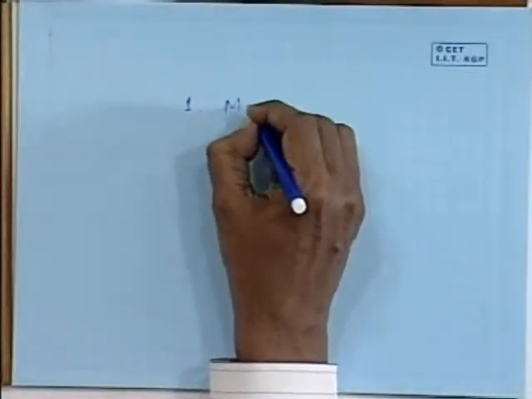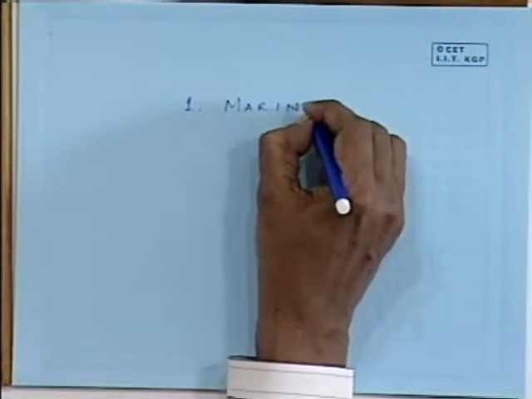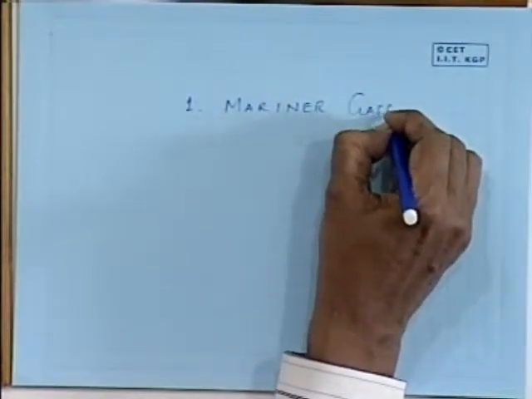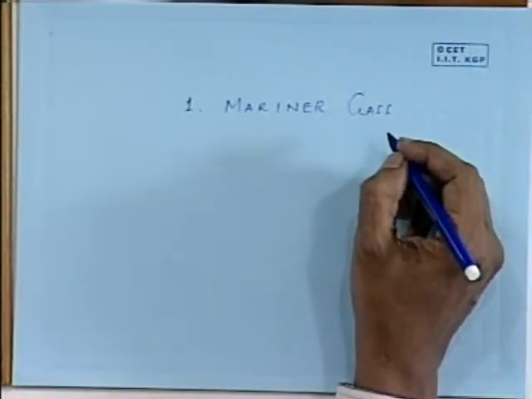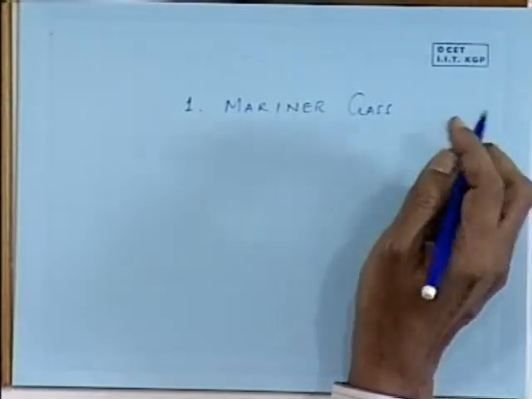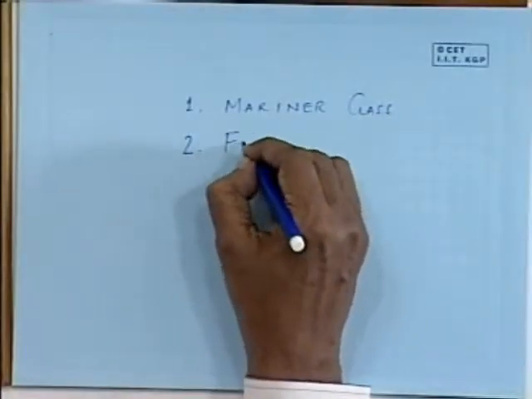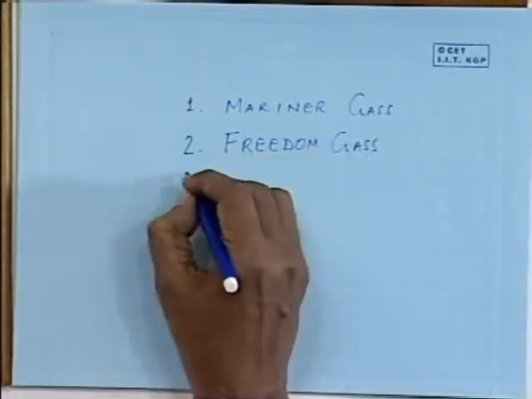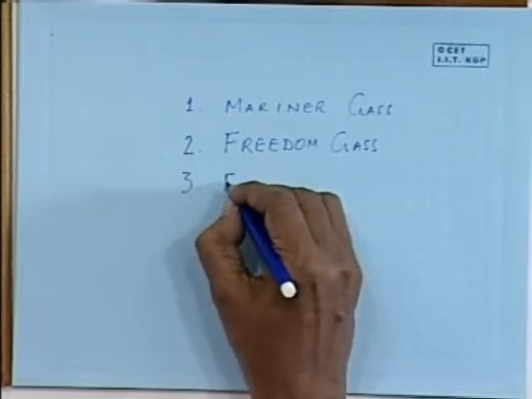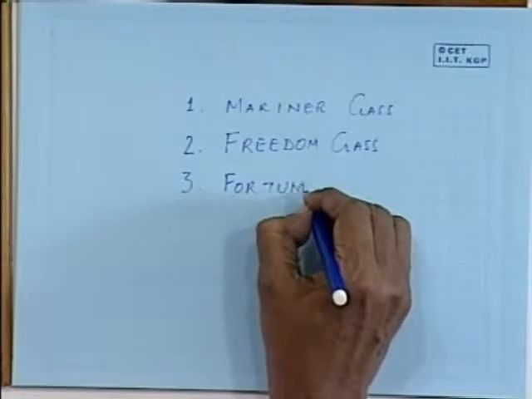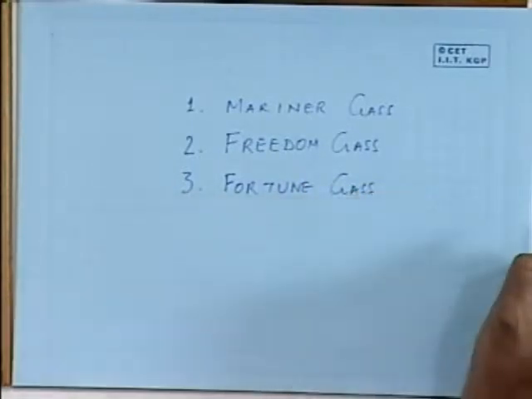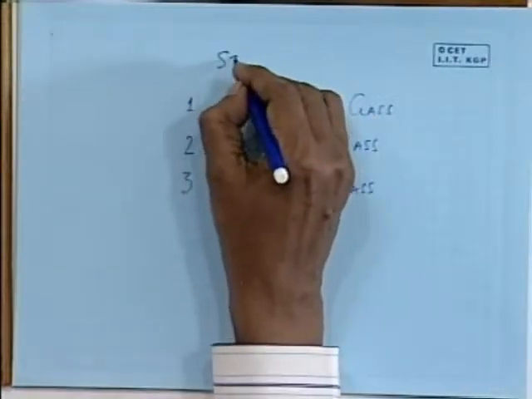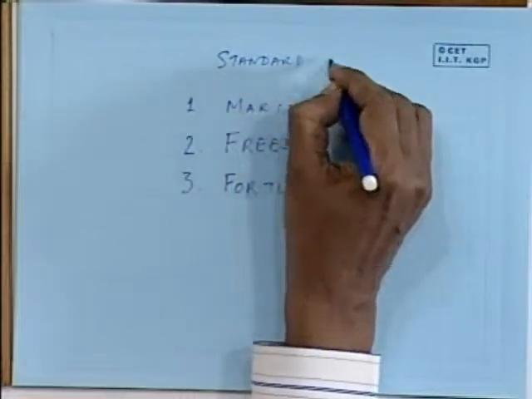Can you name them? Let me name it for you. Have you heard this? I am sure you would have heard this. Mariner class. A standard design from the United States. 50 or more of these have been built in the world till about the mid 60s. And the one you, I am sure, would have heard of is the Freedom class. And another one which was developed but never took off very well is the Fortune class. These are standard designs.